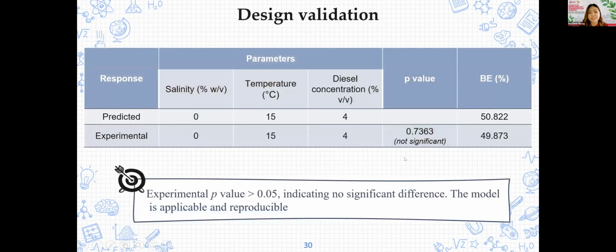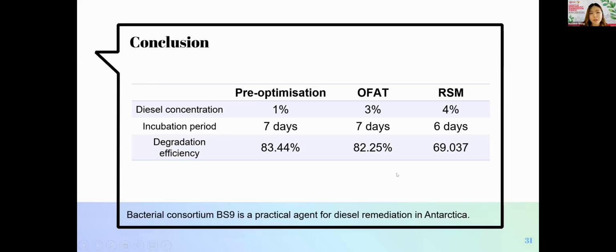So this is a validation for the design, as the p-value is more than 0.05. There is no significant difference between the predicted and experimental value. So the model is applicable and also reproducible. So the conclusion is that OFAC and RSM can be used as a good tool to optimize diesel degradation.